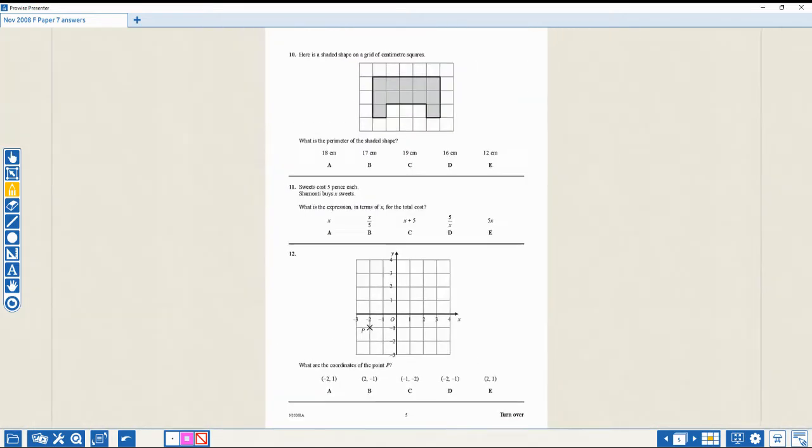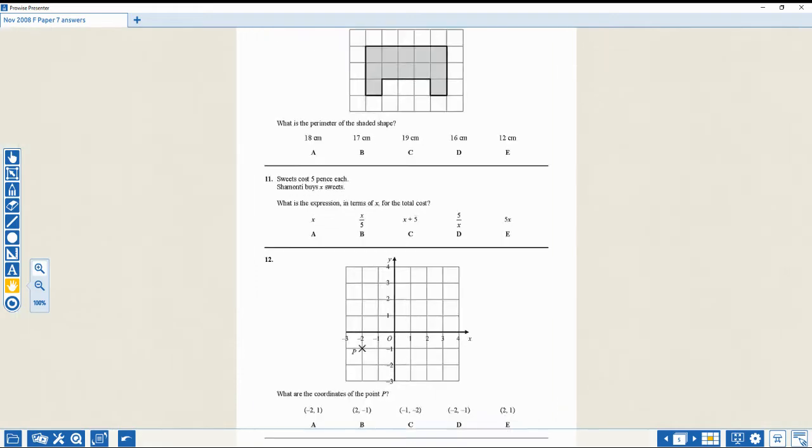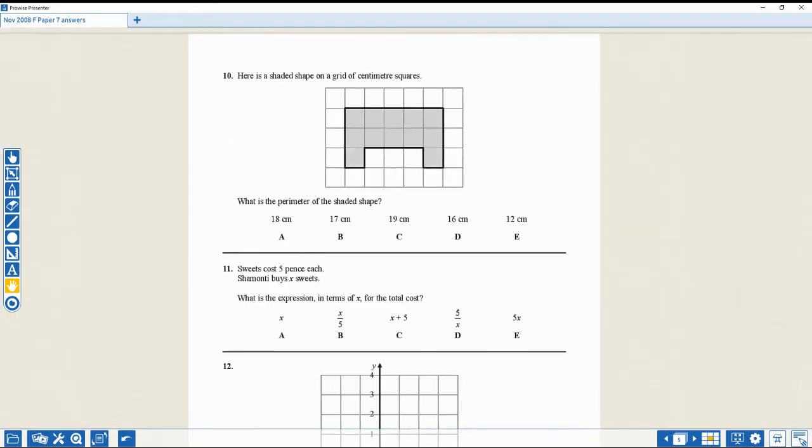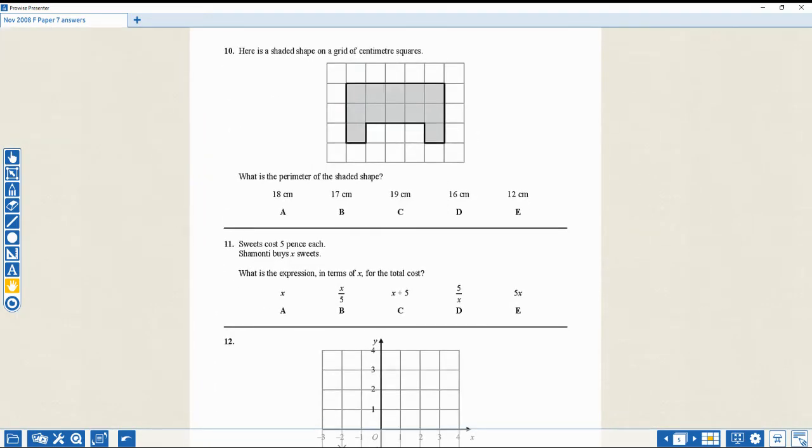Next page. Question number 10, we've got a shape on a grid of centimetre squares. This time, we need to work out the perimeter of the shaded shape. So that's the distance around the outside. If we count the centimetre squares around the outside, we've got 1, 2, 3, up to 18 centimetres. So the perimeter is 18 centimetres.